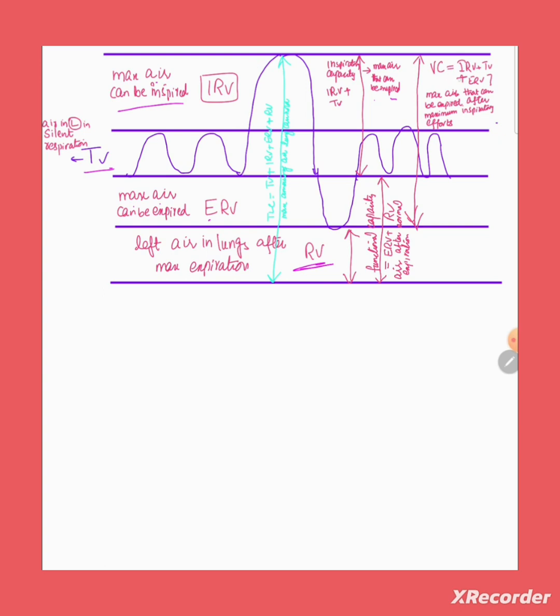Now next is the vital capacity. It is the inspiratory reserve volume, the tidal volume, and the expiratory reserve volume. It is the maximum air that can be expired after maximum inspiratory effort. And at the last, there is the total lung capacity. The total lung capacity is the tidal volume, the inspiratory reserve volume, the expiratory reserve volume, and the residual volume, such that it is the maximum amount of air which a lung can hold.